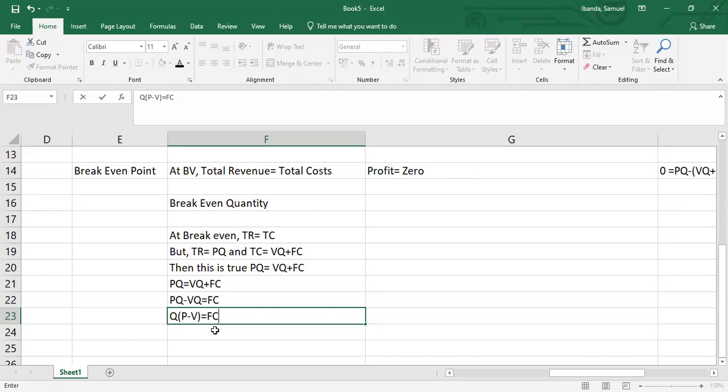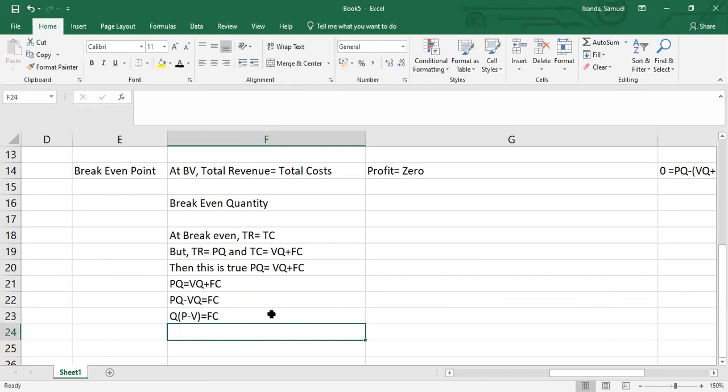You get it? So if I want to get Q only, I'll divide by P minus V on each of the sides. I'll divide P minus V on this side and also this side. That will give me Q equaling the fixed cost divided by P minus V. You get it? So that is how my formula would be like.